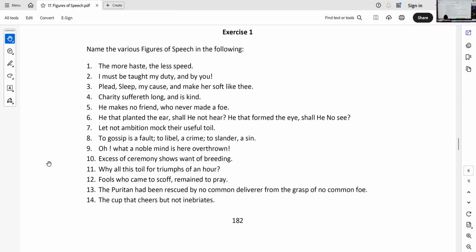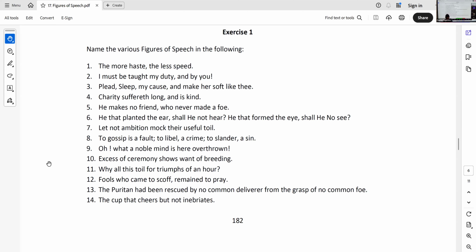He that planted the ear, shall he not hear? He that formed the eye, shall he not see? It's a question mark. It can be irony. Because you're saying that जिसने बनाया वही नहीं देख पाएगा, है ना? So there is irony in this, absolutely. Let not ambition mock their useful toil. Who is mocking? Ambition. Ambition is assumed to be a person who can mock, therefore personification.